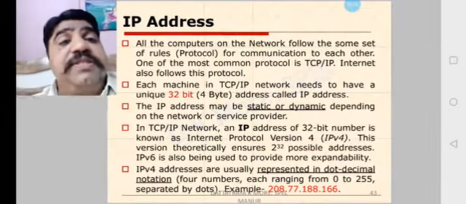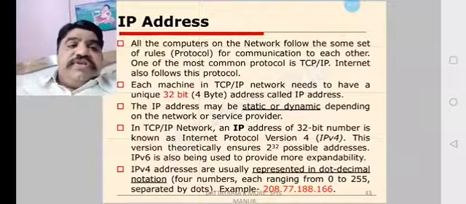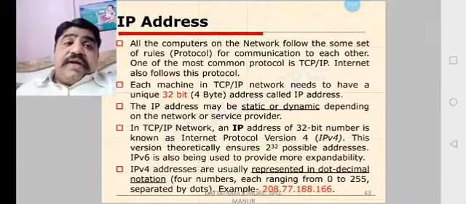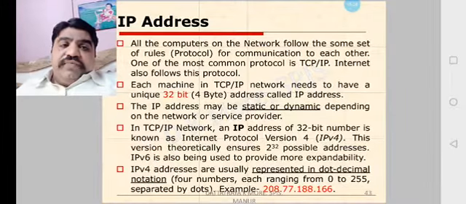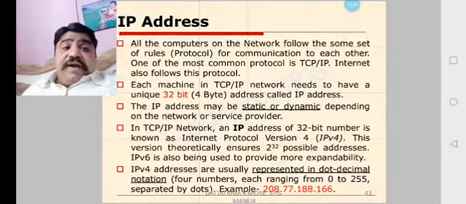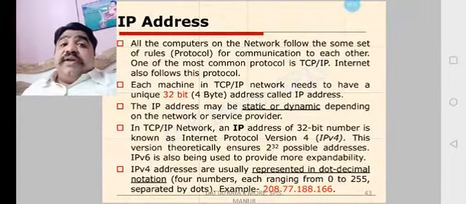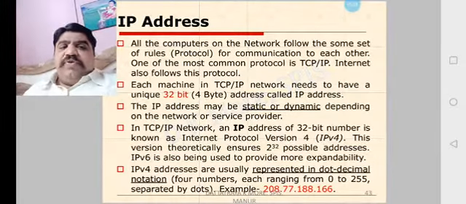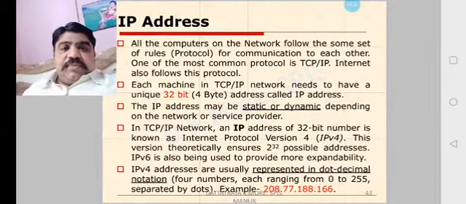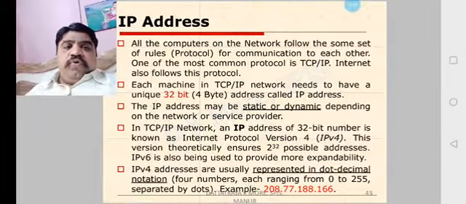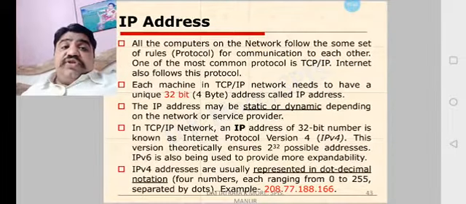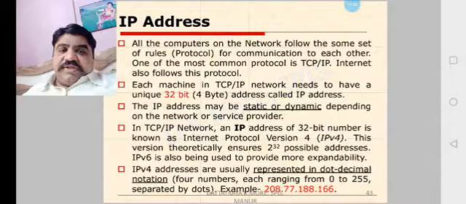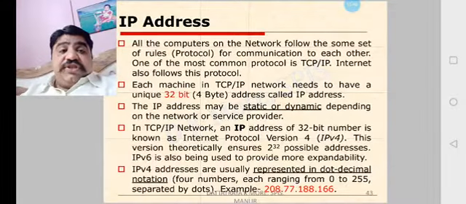This IP address may be static or dynamic. Static means permanent. Dynamic means it changes from time to time, depending on the network or service provider. In a TCP/IP network, the IP address is known as Internet Protocol version 4, IPv4, which is there in our system. At the time of the practical I will explain it more easily to you. This version theoretically ensures 2 raised to 32 possible addresses. That also we'll see in the practical session.